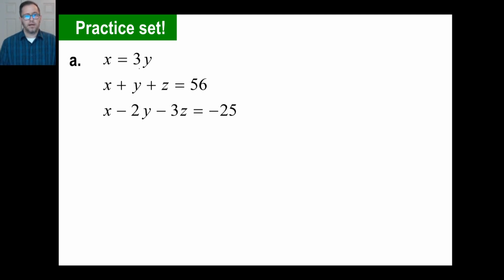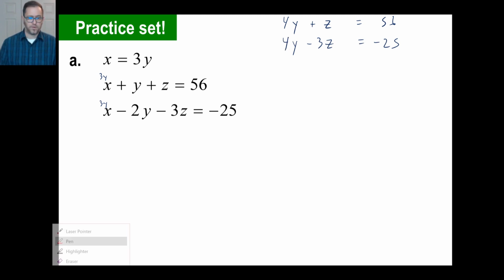If x is the same thing as 3y, then we'll just go ahead and put 3y here, and we can put 3y here. We have two new equations then. 3y plus y is 4y, plus z equals 56. Then we have 3y minus 2y is just 1y, minus 3z equals negative 25. So I'm going to multiply the bottom by 4. So I get a 4 here. I'll have a negative 12 and a negative 100. That's nasty. Negative 12z, negative 100.